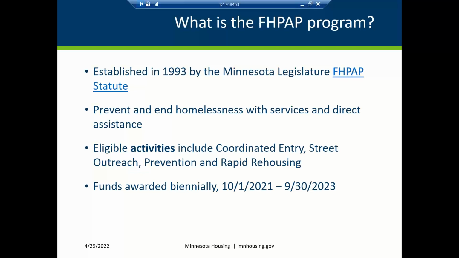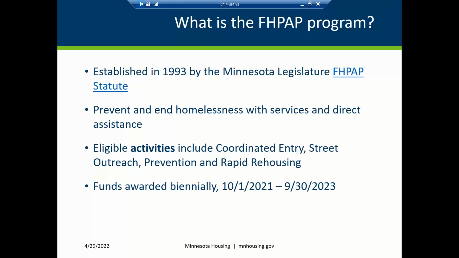So the program is really intended to prevent and end homelessness with services and direct assistance to households. And the eligible activities include coordinated entry, which is the work that's done when households are facing homelessness and access a single entry point to connect with services. And then we also include street outreach, and that's really for connecting with households who are homeless and living outdoors or in a vehicle or in a place that's unfit for human habitation, and trying to connect those households with services and assistance as well.